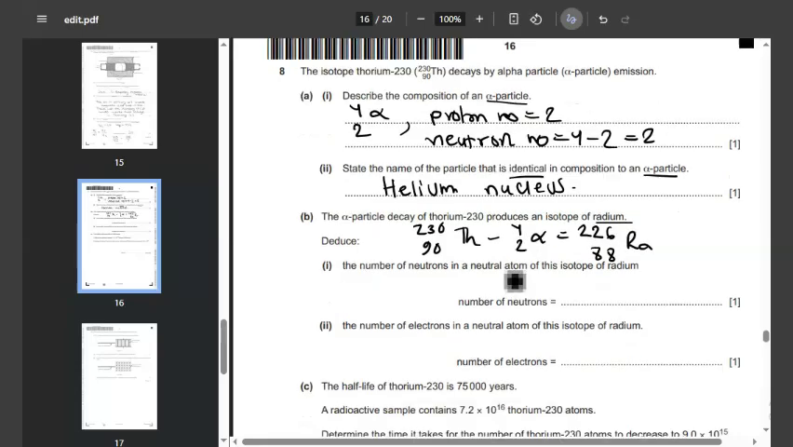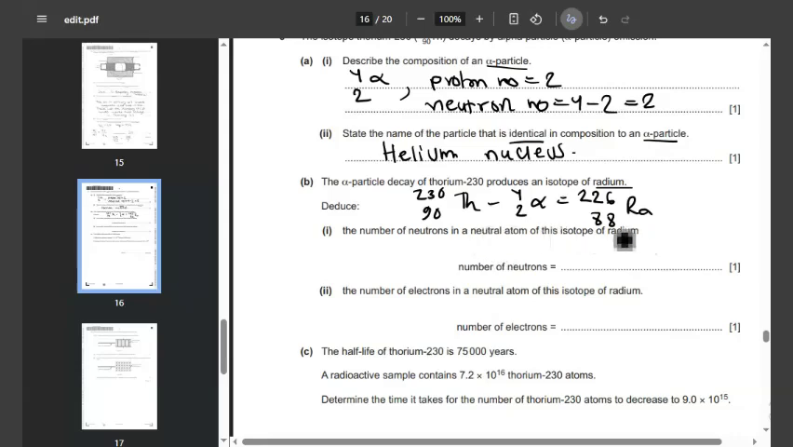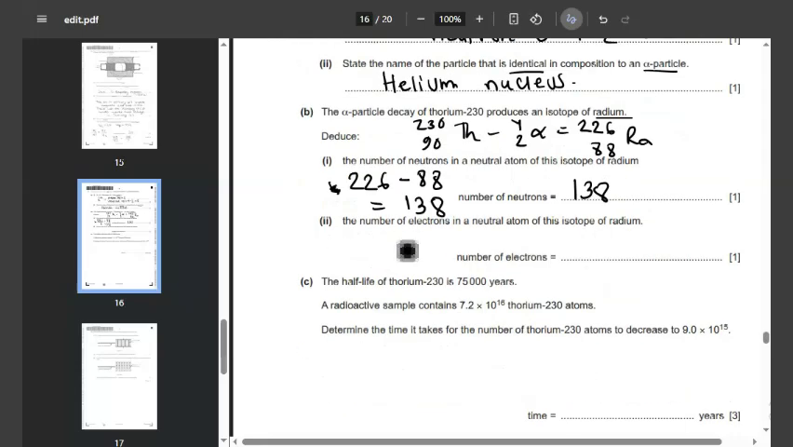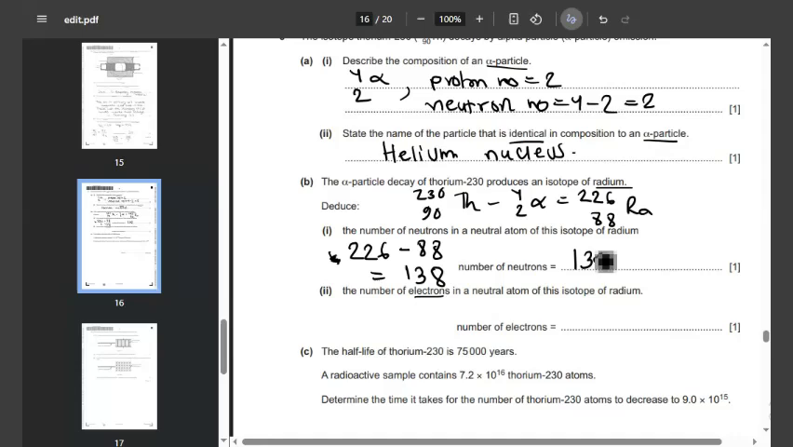So the number of neutrons in this isotope of radium will be 226 minus 88. And 226 minus 88 is 138. So the number of neutrons is 138. Okay. Roman 2. The number of electrons in a neutral atom of this isotope of radium. So in a neutral atom, the number of electrons is equal to the number of protons. So the number of electrons will be 88.